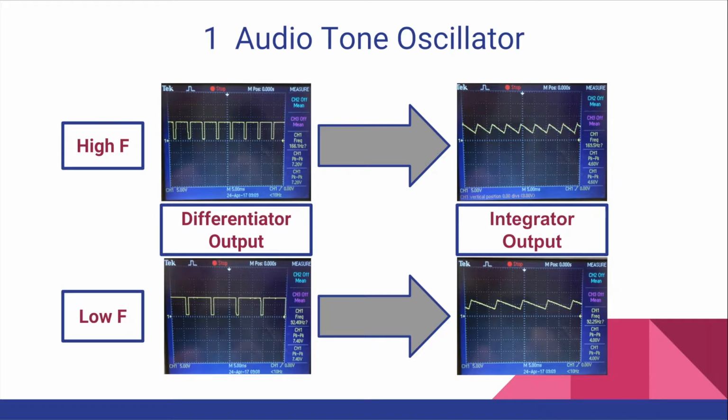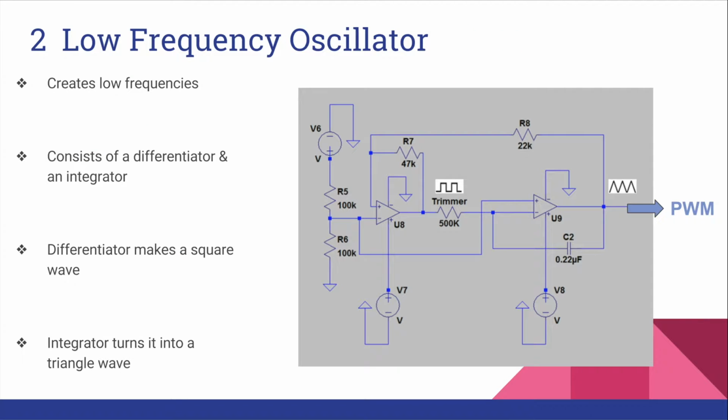And this is a picture of the audio tone oscillator actually working. You can see the square waves turn into triangle waves. And so the low frequency oscillator is similar, except we have a constant resistance. You don't change it with different buttons. This is in charge of the low frequencies that are then later on mixed with the high frequency signals. It does the same thing.